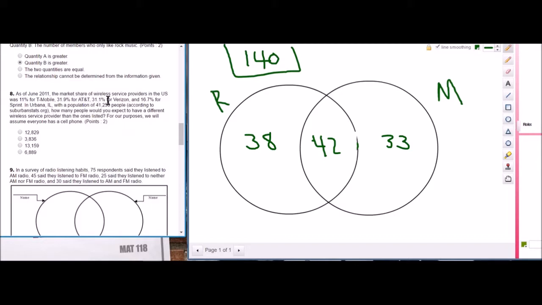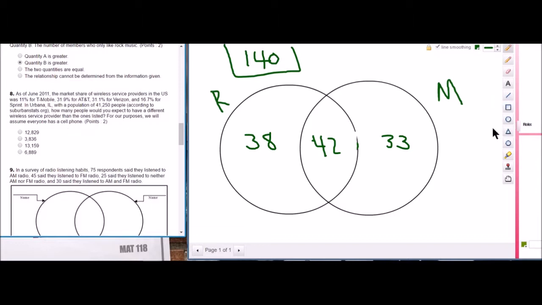So the market share of wireless service providers is broken down here. I don't know if that's actually completely accurate, but it's just broken out for this question's purposes. How many people would you expect to have a different wireless service provider than the one listed? For our purposes, we assume everyone has a cell phone.